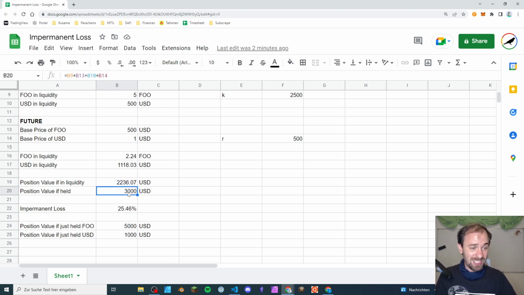Now you have this situation here that if you just held it, you still have the impermanent loss. So why would you even provide liquidity if you could just hold both of the items equally? And this is usually the situation pre-2020. So there wasn't too much sense in providing liquidity, because if you just held both assets, you might have been in a better situation.